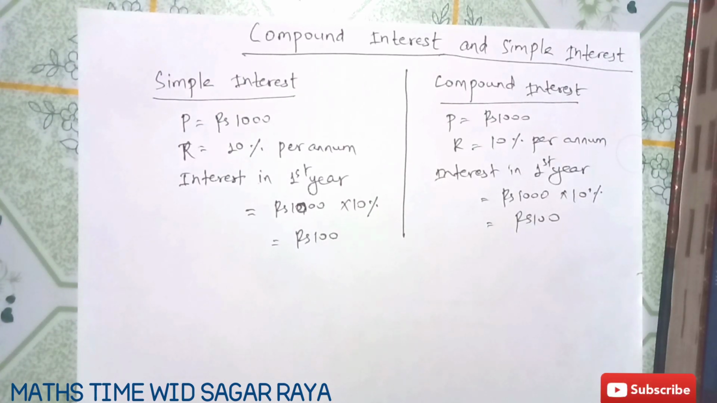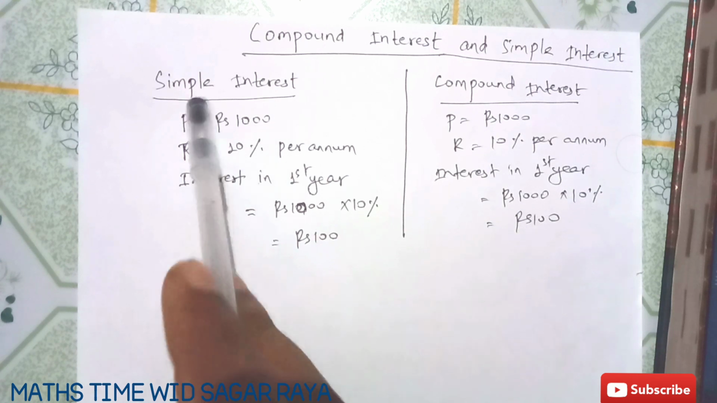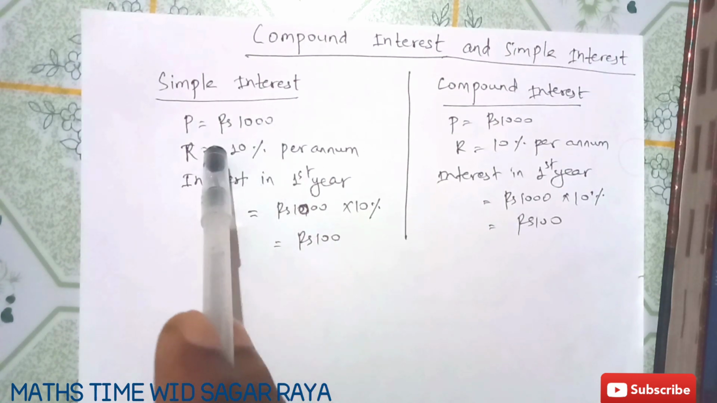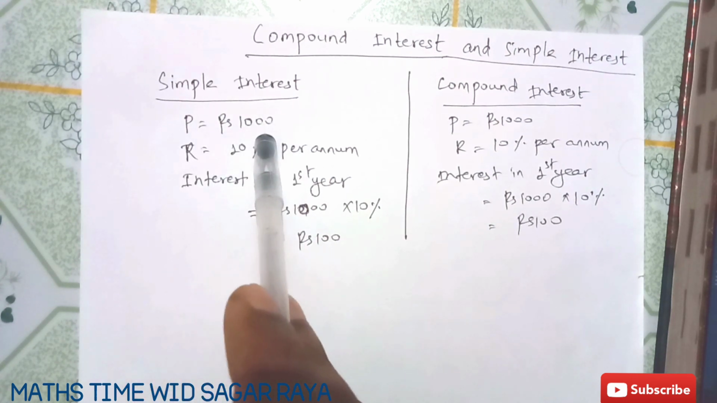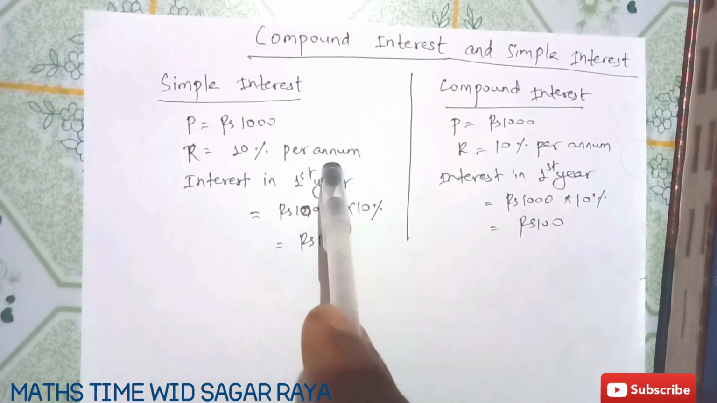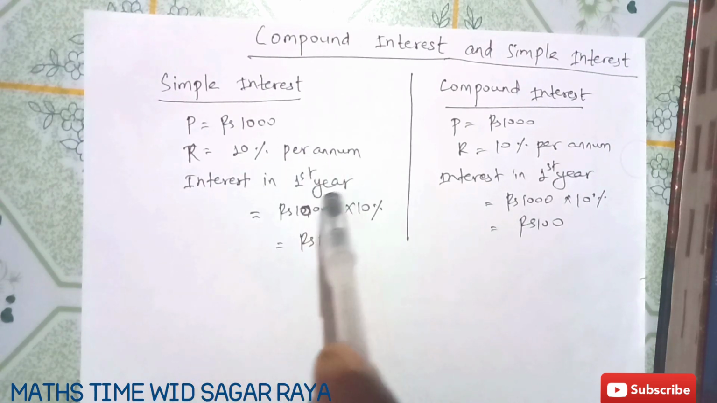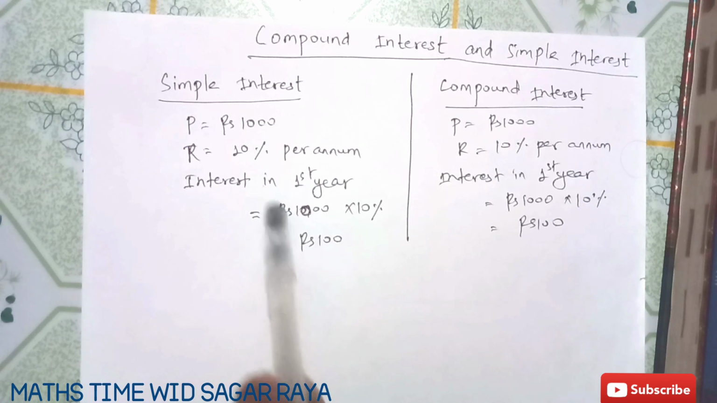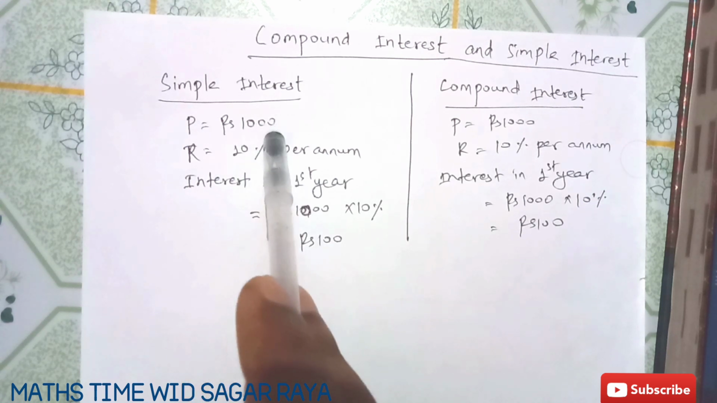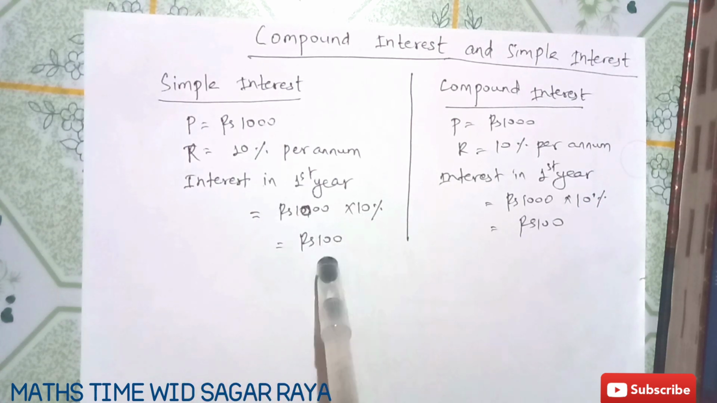In this video, I will teach you the concept of simple interest and compound interest. So here we go. In simple interest, for example, principal is rupees 1000 and rate is given 10% per annum. So interest in one year or first year will be 10% of 1000. So 1000 into 10% is 100.